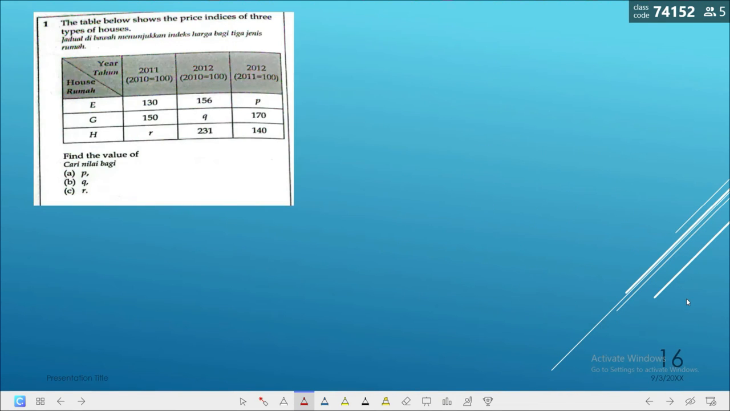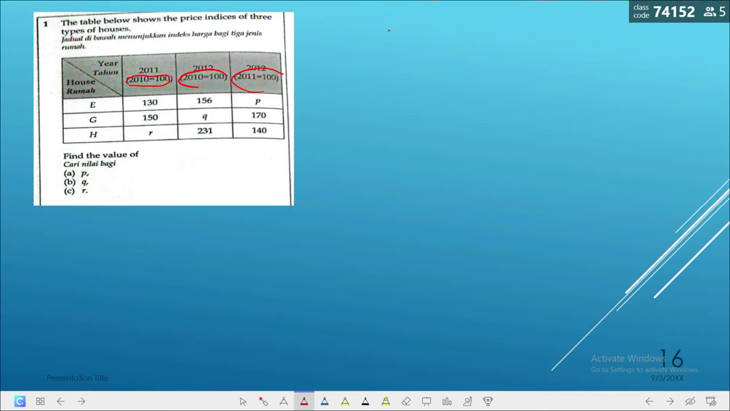Okay, so we move to the next question. The table below shows the price index for three types of houses. Find the value of P. So here, 2011, 2010 is equal to 100. It means here they use 2010 as the base. This one, 2011 as the base. So you need to find the value of P.